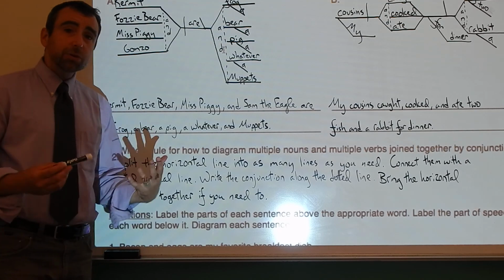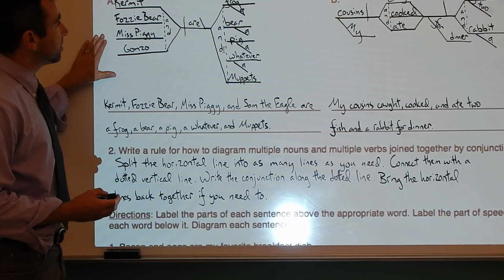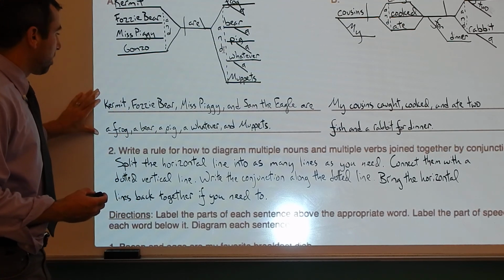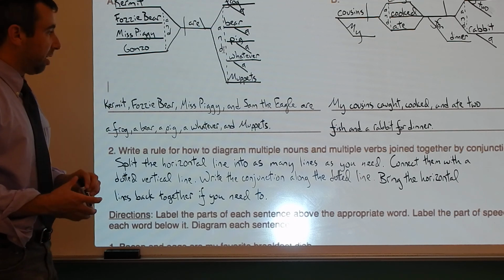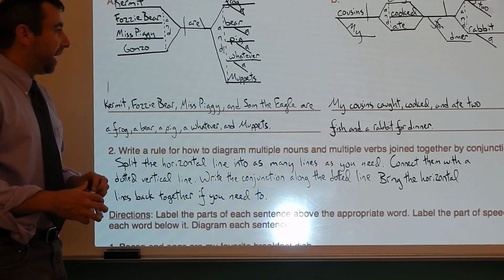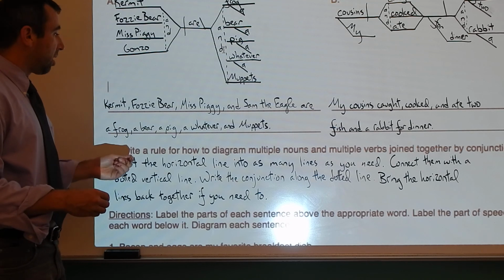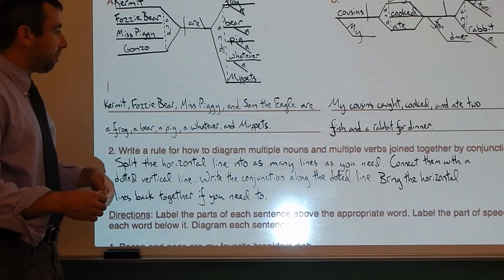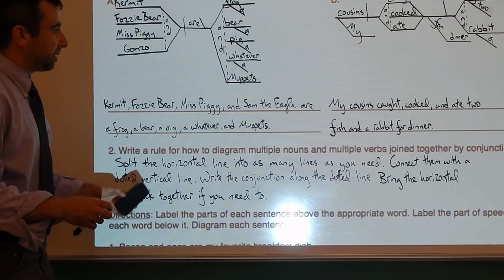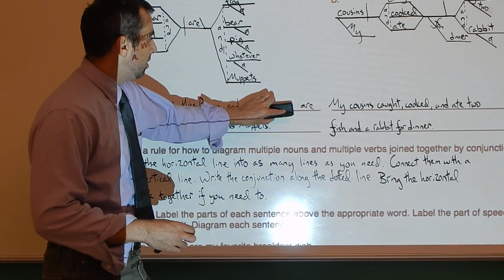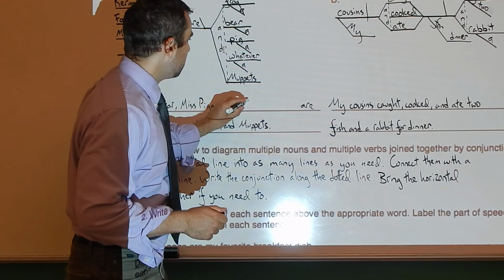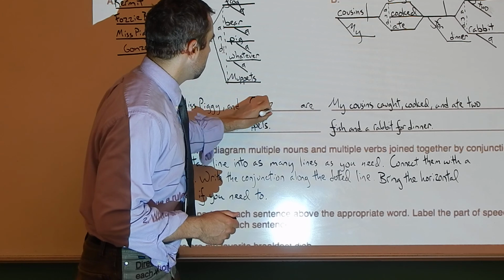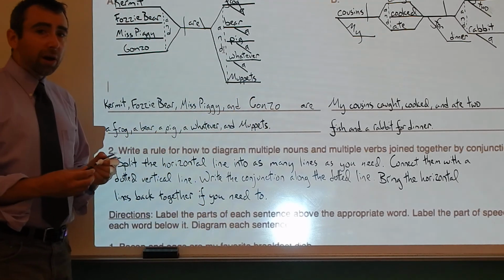Okay, so hopefully you started the warm-up already. And for the first sentence, you came up with something like Kermit, comma, Fozzie Bear, comma, Miss Piggy, comma, and Sam the Eagle are a frog, comma, a bear, comma, a pig, comma, a whatever, comma, and Muppets. And excuse me, that should not say Sam the Eagle, that should say Gonzo. Little typo there on my part.